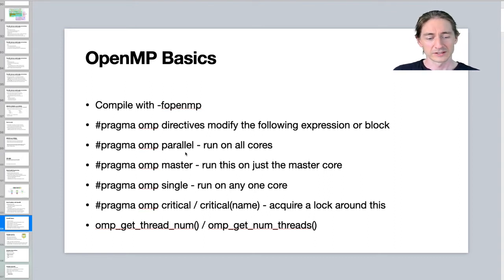Sometimes we want single-threaded control for a while and then spread it out to run some computation on many threads. So if within a parallel block you say pragma omp master, now it'll only run the following expression or block on the master thread. Similarly, single is very similar, but here it'll run only on any one core instead.